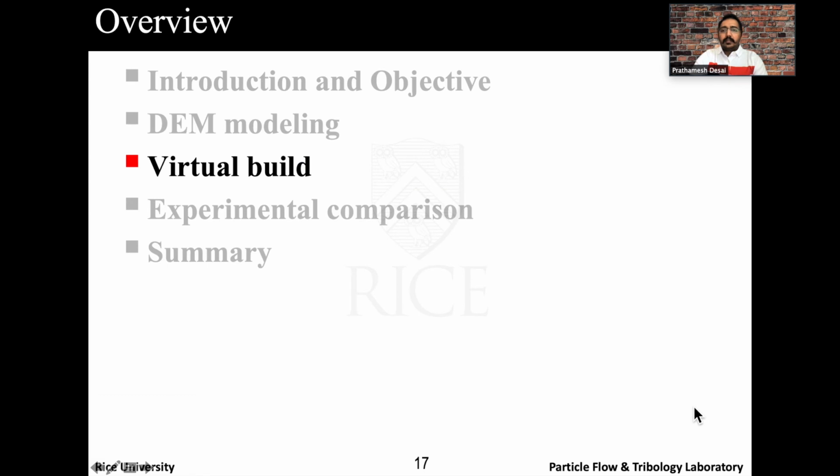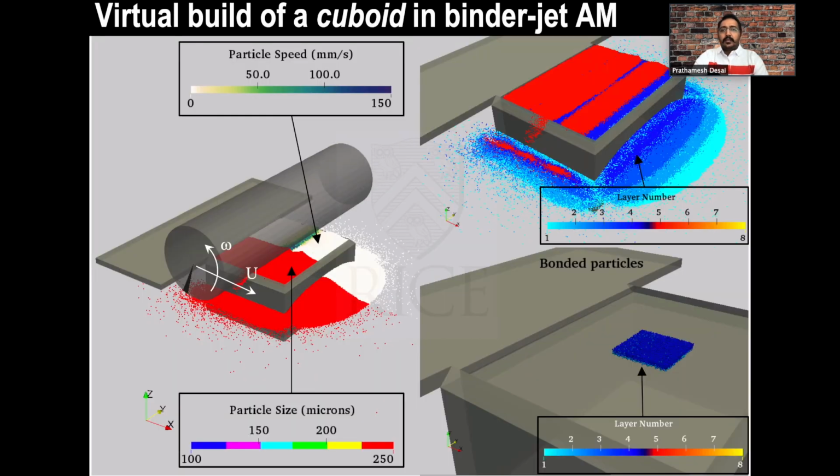All right, now let's put all of this together and try to simulate a virtual 3D printing process. In this particular case, I'm going to show you a virtual build of a cuboid using all this modeling setup. On the left, you will see the setup of the printer with the spreader as a roller rotating anti-clockwise and moving from left to right. Particles are color-coded, front half by their sizes, back half by their speeds. On the top right, they are color-coded by different layer numbers, and on the bottom right, we are only looking at the particles which are bound together or bonded together.